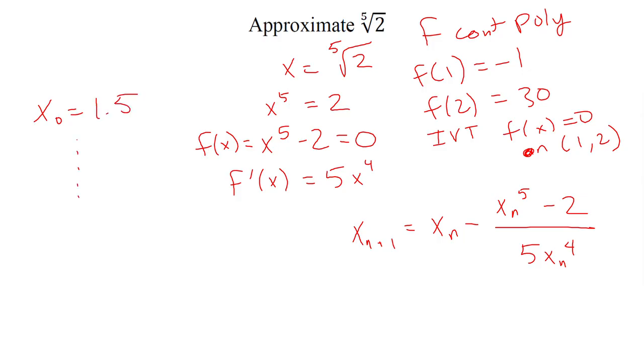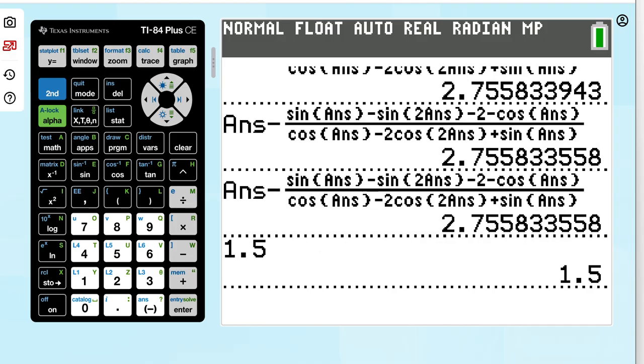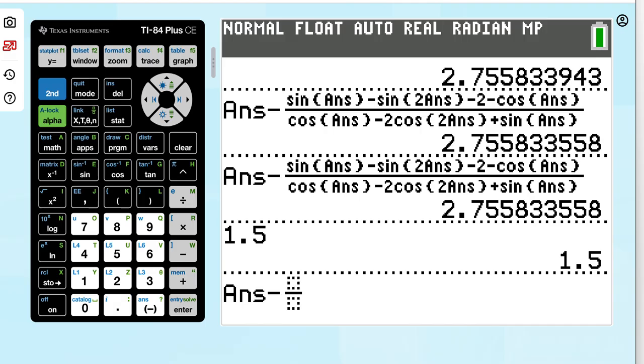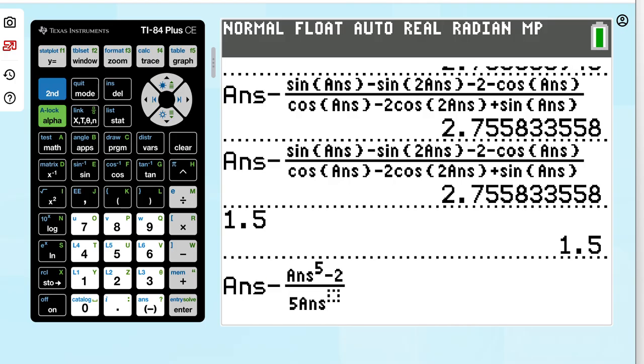We're going to have a bunch of values here that you need to write out. I'm not going to write them out for this walkthrough. We'll start with 1.5 and hit enter. And we'll put in x sub n minus a nice little fraction here: x sub n to the 5th minus 2 over 5 x sub n to the 4th. And we'll hit enter.